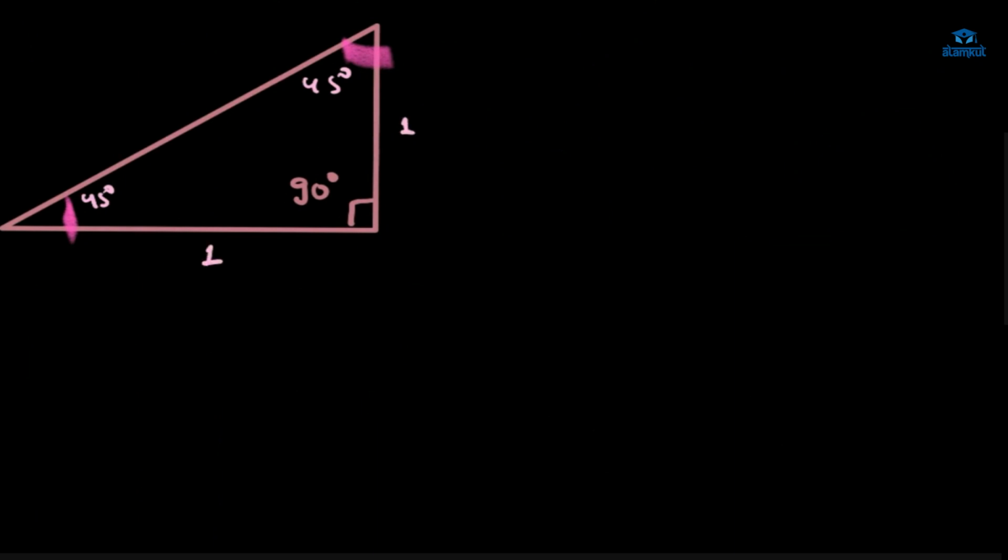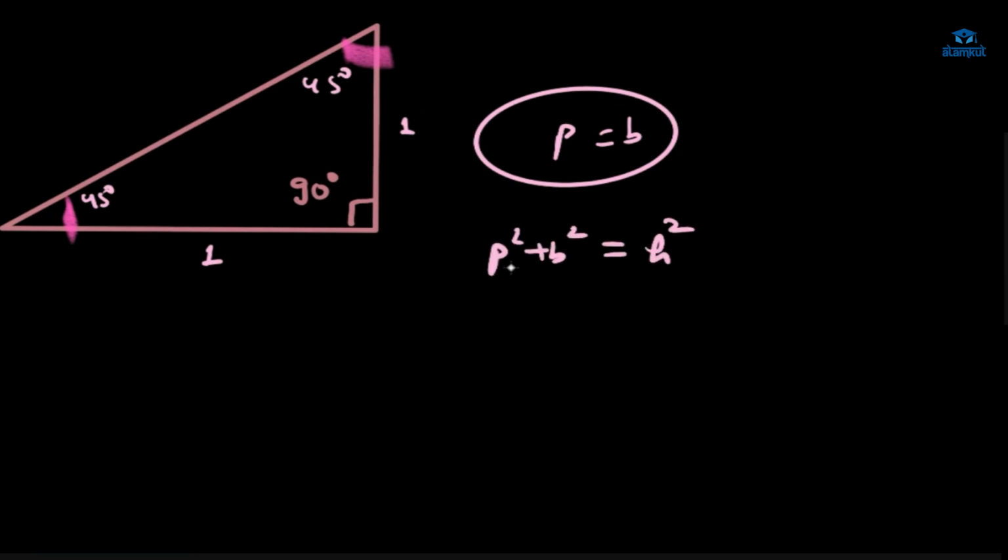I'm telling only considering the ratio. Ratio 1 is to 1 because P will be equal to B. Yes or no? Perpendicular would be equal to base because in an isosceles triangle two sides are equal. So the ratio is 1 is to 1. Then what would be the hypotenuse? P square plus B square is equal to H square. 1 plus 1 is equal to H square, which means H will be equal to root 2.